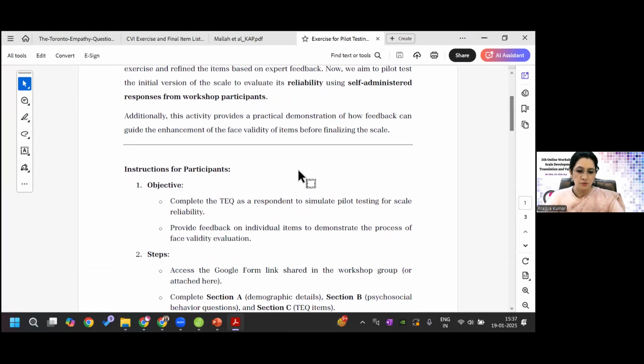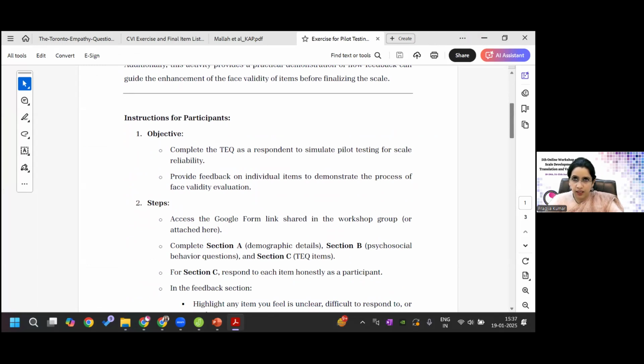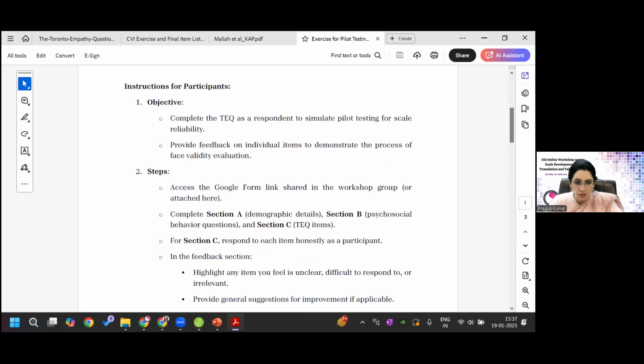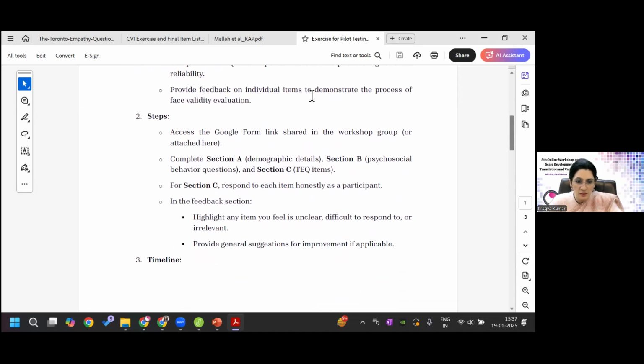So the objective is you have to complete this questionnaire as a respondent and simulate pilot testing for scale reliability. You are acting as an individual doing the pilot testing of the scale, and you have to provide feedback on the individual items to demonstrate the process of face validity evaluation. Now, we will share a Google form with you people. We have removed section B, so you will have only 2 sections, section A and section B.